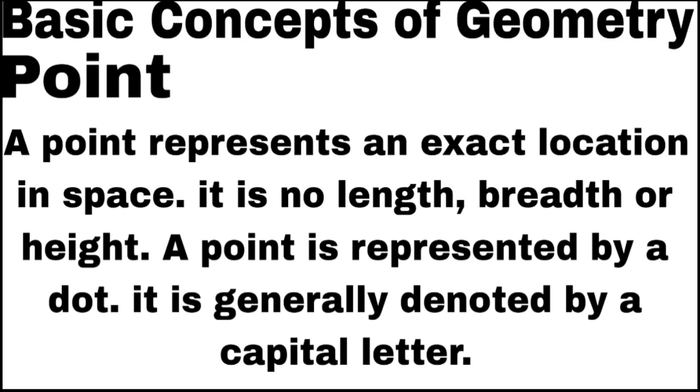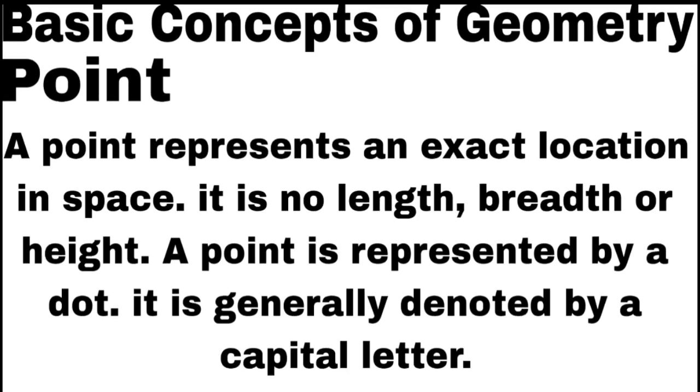Points: we have to understand the meaning of points in the basic concepts of geometry. A point represents an exact location, an exact place in space. A point has no length, no breadth, and no height. A point is represented by a dot. By putting a dot, we can represent a point. A point is generally denoted by a capital letter.